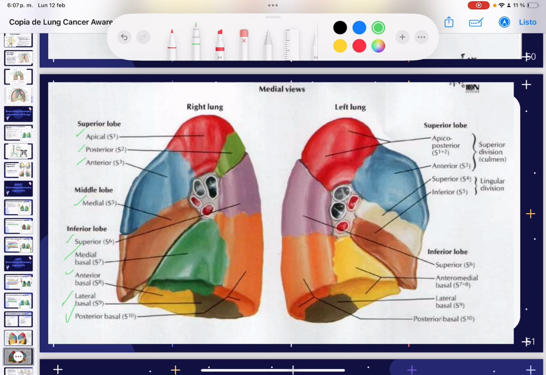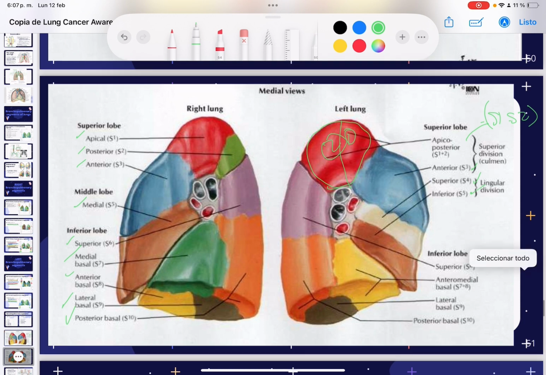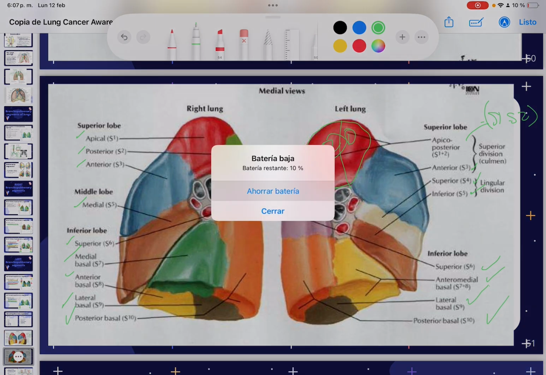In the left lung, we also see apicoposterior, that is the combination of segment 1 and segment 2. Anterior S3, superior S4, inferior S5. And in the inferior lobe, we have superior, anteromedial basal, lateral basal, posterior basal.